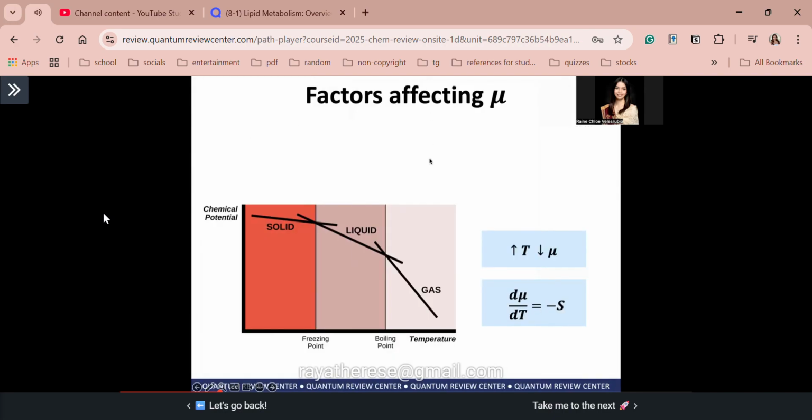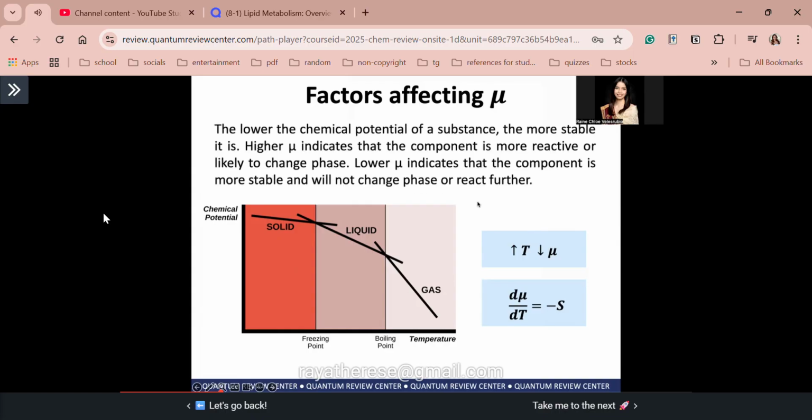Now, let's proceed to the factors affecting the chemical potential. Okay. So, remember, guys, any systems will naturally move toward lower energy states. Again, lower energy states. Therefore, higher chemical potential means a substance needs energy to react and form products with lower chemical potential. Now, since chemical potential is dependent on temperature and pressure, we will see changes in these conditions that will shift the stability and reactivity of the substance.